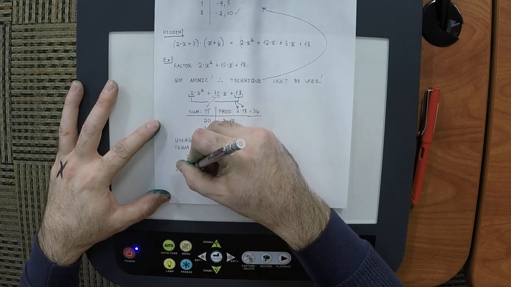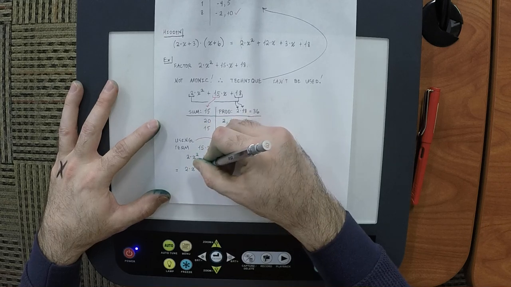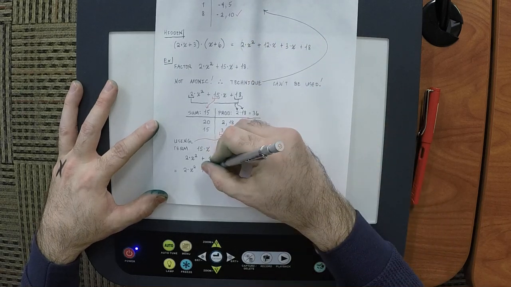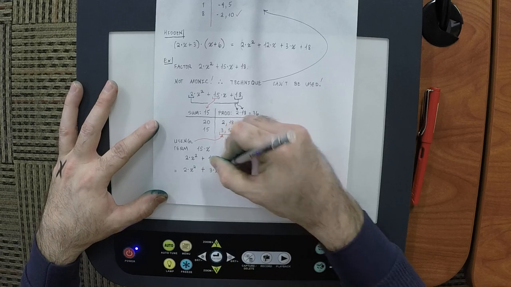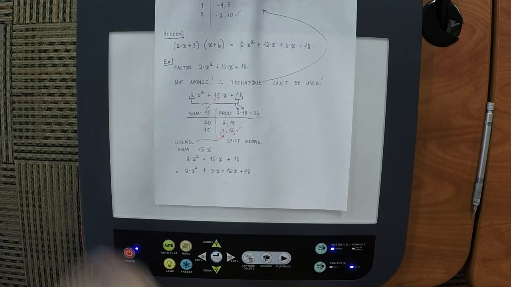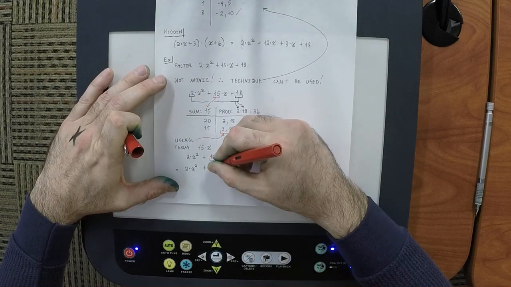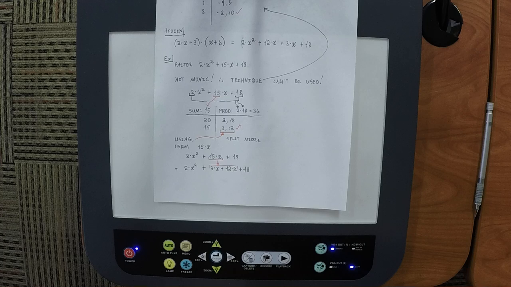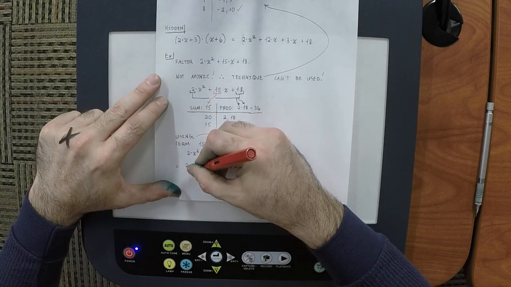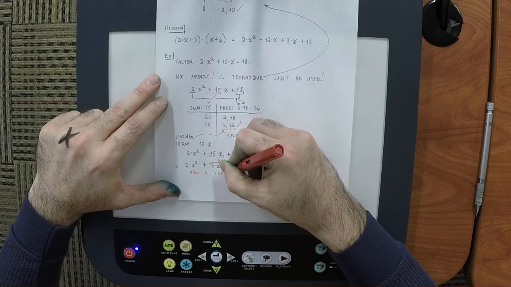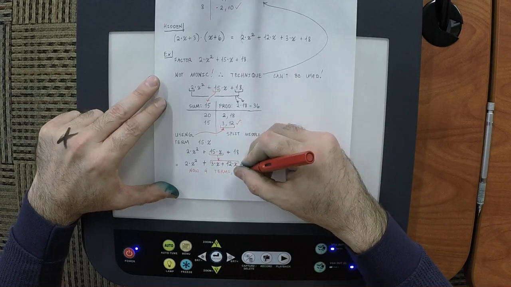We're going to say that this is 2 multiplied by x squared plus, and now we take the winning pair, 3 and 12. 3 and 12 add to be 15. So we're going to say that this is plus 3 times x plus 12 times x and then plus 18. So what I'm saying is that we took the middle term and split it in that way. Now there's four terms. Okay? Because now that there's four terms, we're going to make two groups of two.